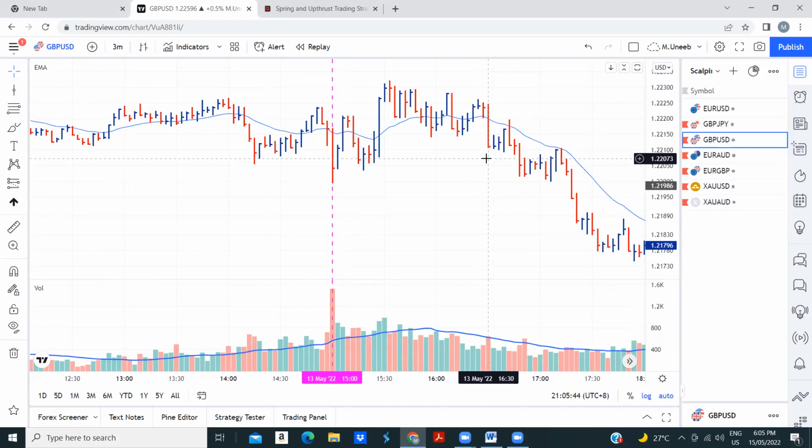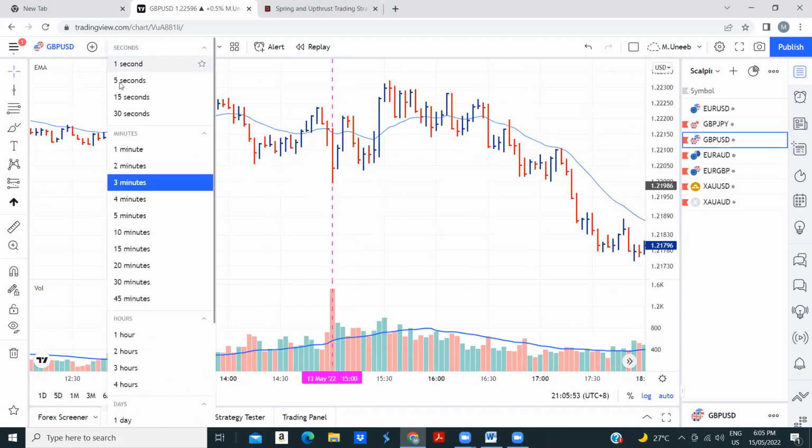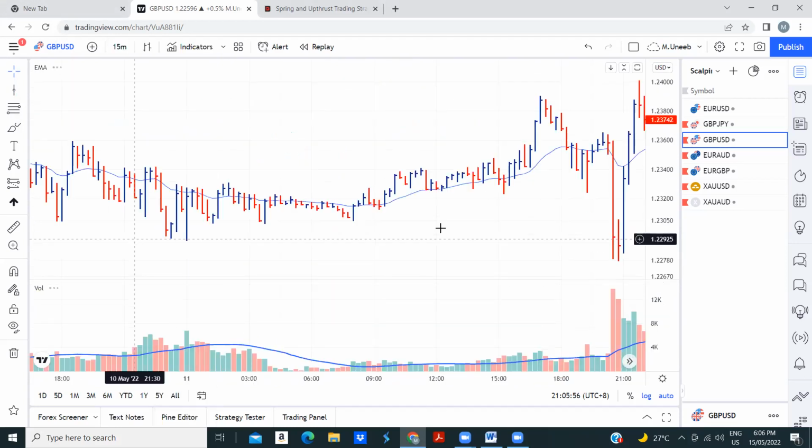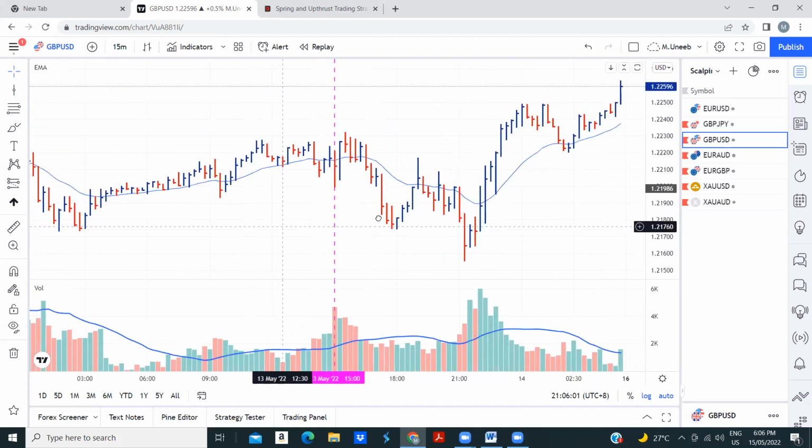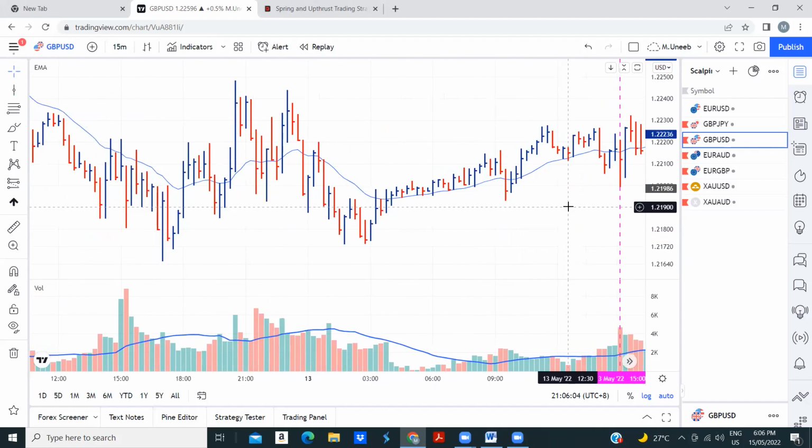Then what do I need to do? Can you tell me step by step? What time frame do I need to go? 15 minutes. Okay, I go to the 15-minute time frame. Now what's the next step? Keep on telling me. The next step is to identify the overnight session's high and low, right?